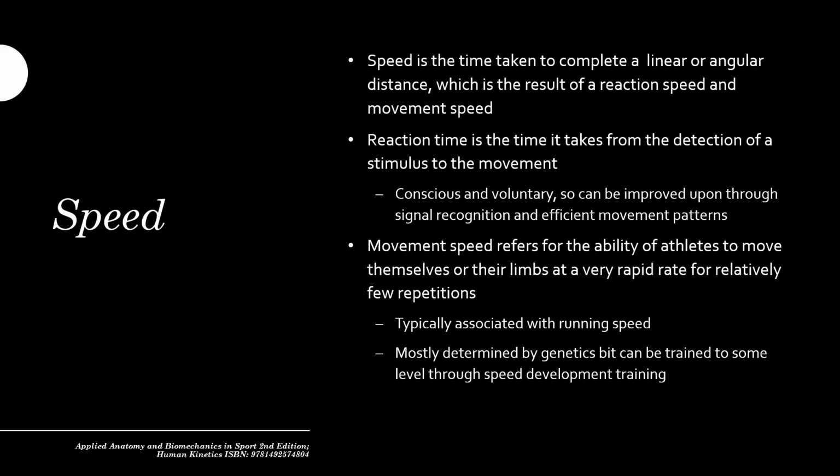So reaction times can be conscious and voluntary, and because they are conscious and voluntary, we can improve them through doing skill work with either signal recognition or working to create the most efficient movement patterns. On the flip side, movement speed refers to the ability of the athlete to move themselves, their limbs, or something else at a very rapid rate for a few repetitions. This is usually what we associate with running speed, so this will be almost exclusively what we talk about in class, because this is what really matters to us the most in sport.